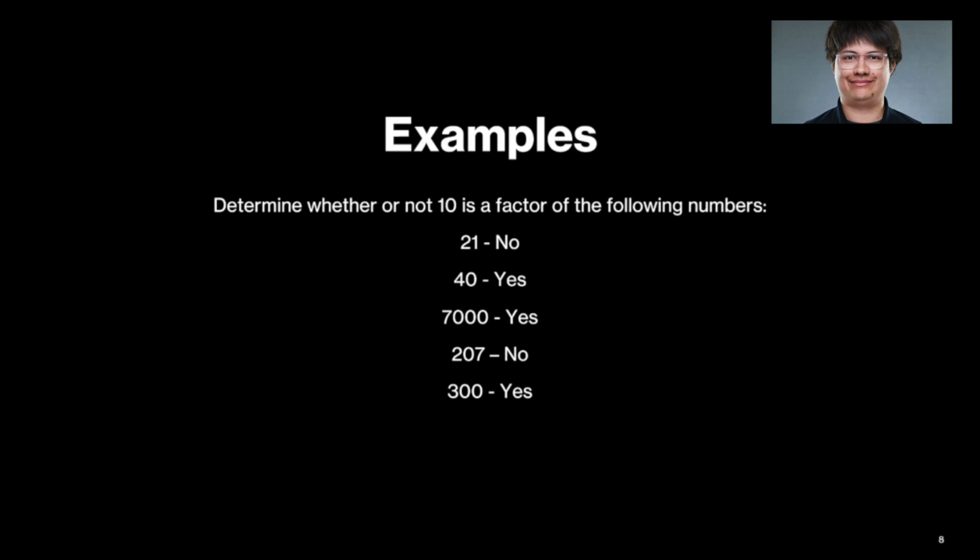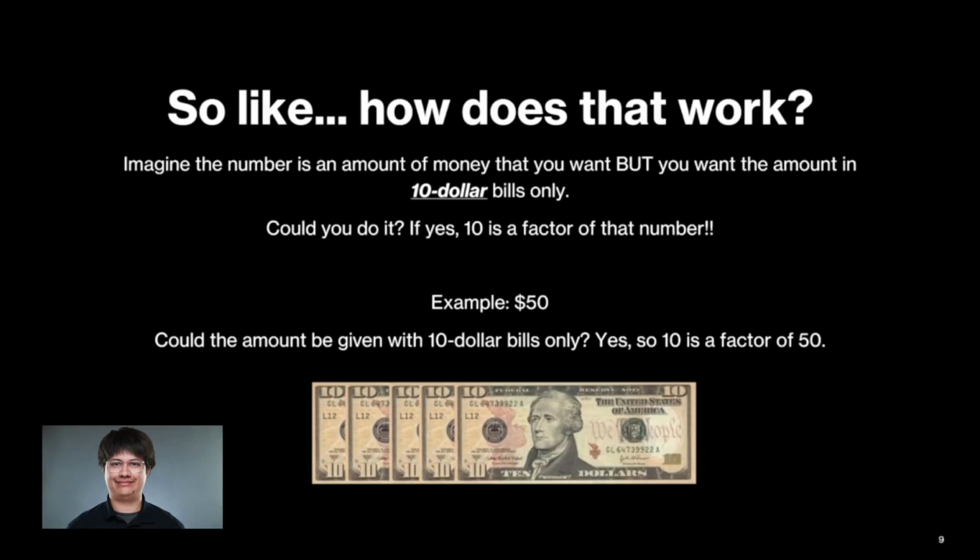And so if you're not sure why this makes sense, again, let's think about money here. For this case, you'll think about the amount or the number, and you'll see if you can be paid with $10 bills only. If you're able to, then 10 is a factor of that number. So again, going with the example from earlier, you had $50. If I were to pay you $50, could I do so with $10 bills only? And in this case, I can, because I would just need 5 of them to pay you the $50. So because of this, 10 is a factor of 50.